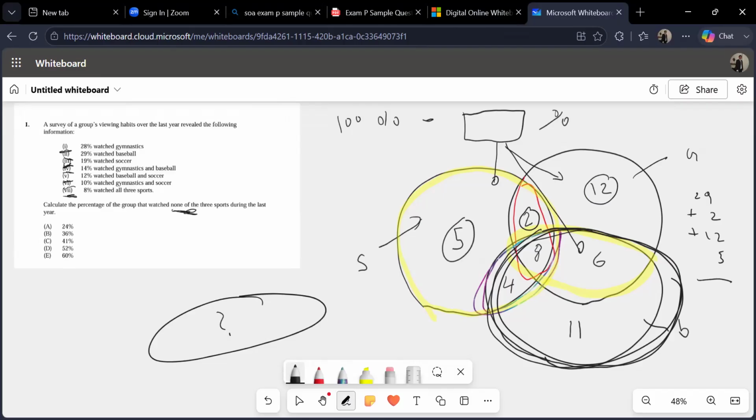And if we add them up, 9 plus 2, 11, plus 2, 13, plus 5 is 18. 2 plus 1 is 3, plus 1 is 4. So 48% is inside this three Venn diagram. Which means the percentage of the group who watched none of the three sports would be 100% minus 48%, which would be 52% as our final answer, which is D.